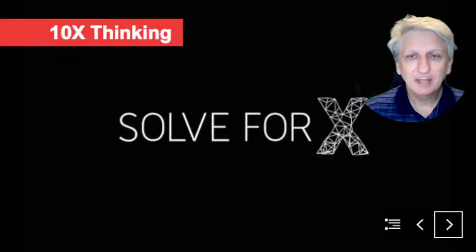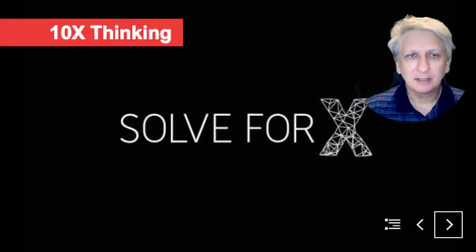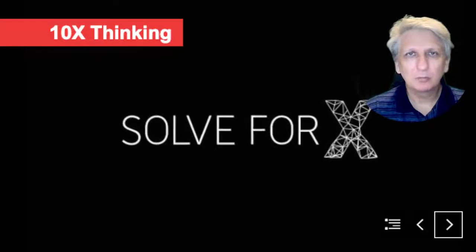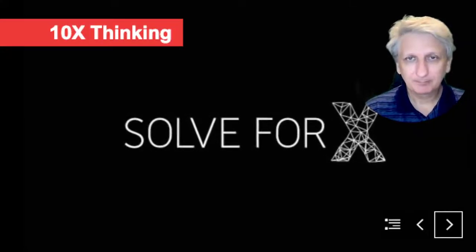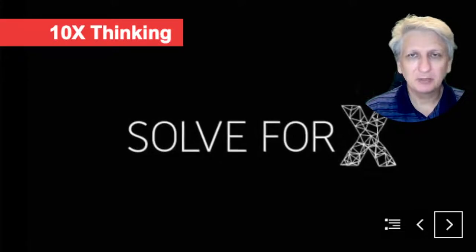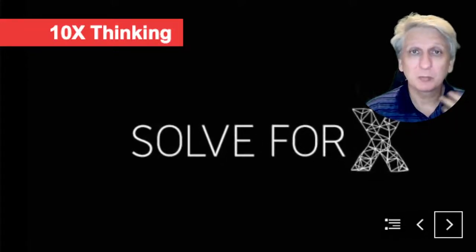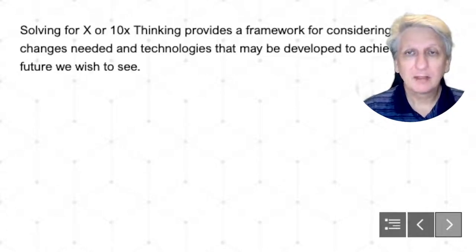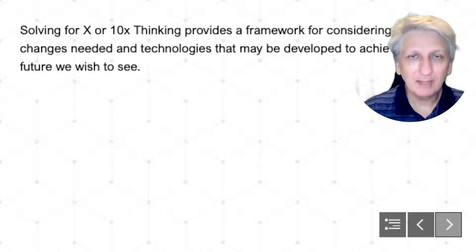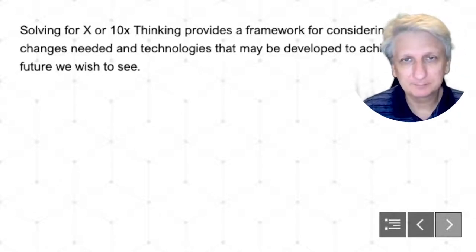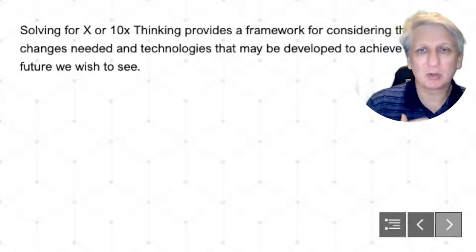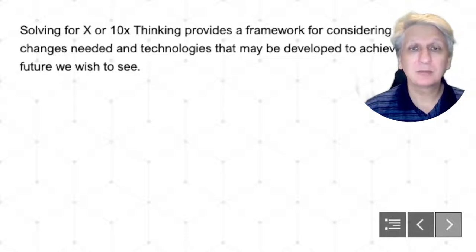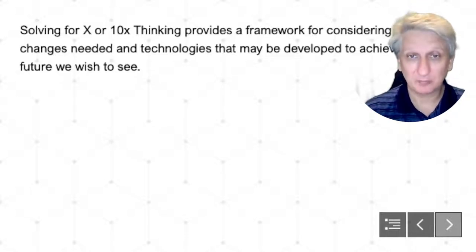Now, one approach has been what's called solving for X. Now, this is the idea that we don't attempt to solve small incremental problems. Now, much of the advancement in human species has been through solving small incremental problems. But it's not sufficient in itself. There are times when we need to solve really big, audacious problems. And that's what X thinking is framed around. The idea that we don't just look at how we can improve something a couple of times over. We look at how we can improve it 10, 100, 1,000 times over.